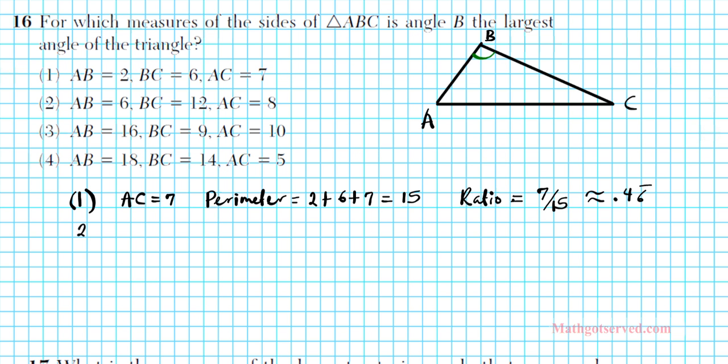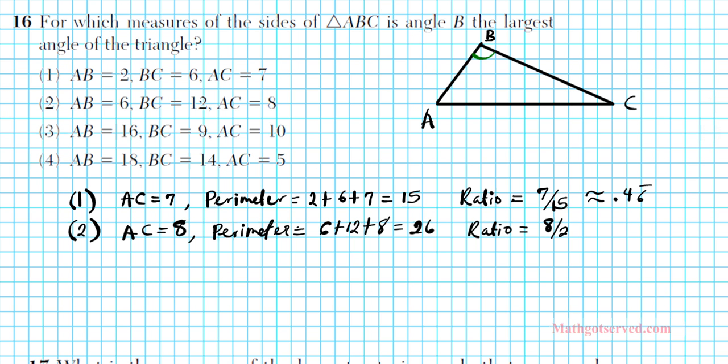All right. So for option 2, length AC is 8. Remember, we're using AC again because AC is opposite the angle. All right, and then there's a correlation between the length of the side and the angle opposite it. The longer the side, the bigger the angle. The shorter the side, the smaller the angle. All right. So for the triangle in option 2, the perimeter is going to be 6 plus 12 plus 8, that's 26. So the ratio of AC to the entire triangle is 8 over 26.